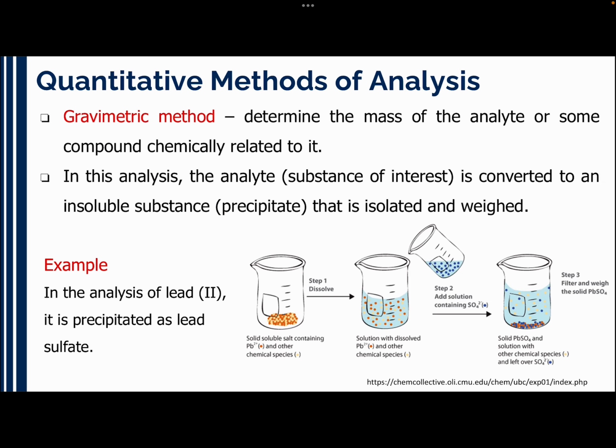And then for quantitative method of analysis, we have again two types, the classical quantitative analysis, and then we have the instrumentation analysis. So for classical, we have two: the gravimetric method. So it determines the mass of the analyte or some compound chemically related to it. So we have steps that we follow in the gravimetric method. So first, we will determine the analyte present in our sample, so we have to dissolve a soluble salt in our solvent, and then we precipitate it, and then after precipitation we will filter, and then dry, and then we will weigh that precipitate.